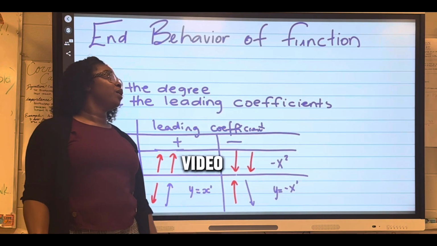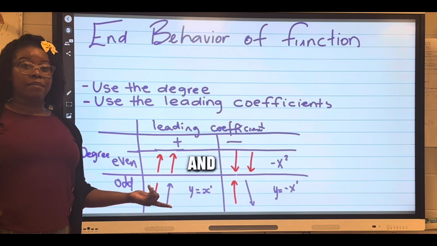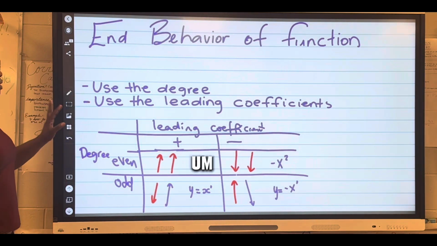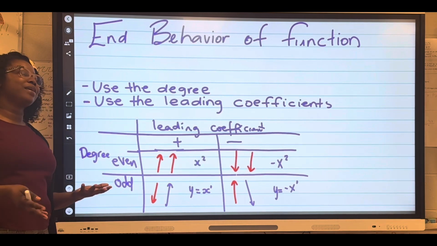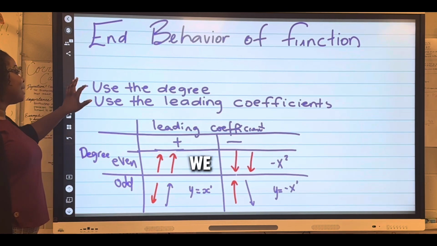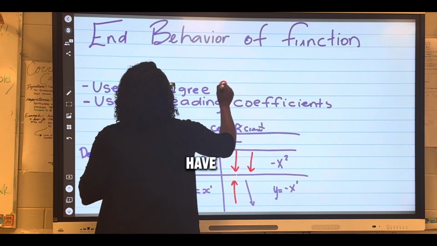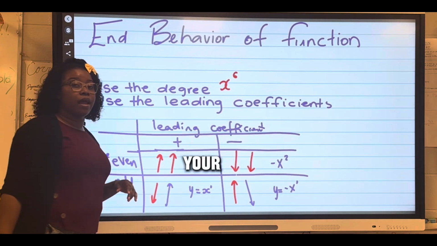For today's video, we are going to talk about end behaviors of our functions. And here we have two steps to help you identify the end behavior. We say use the degree, which is the highest exponent you're given. So if you have x to the 6, that's going to be your highest degree.